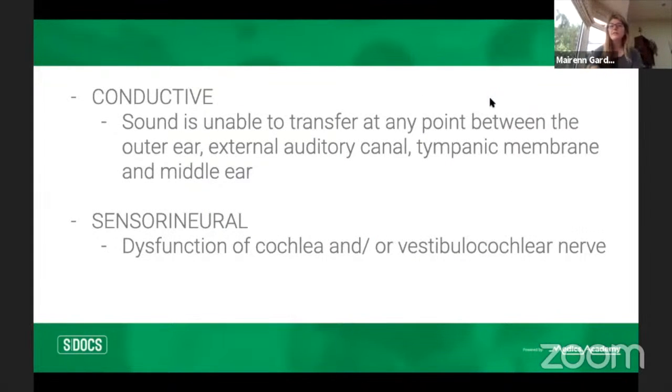So a conductive hearing loss is when sound is unable to transfer between any point from the outer ear, the external auditory canal, tympanic membrane, and the middle ear. Whereas sensorineural, as I said, is a dysfunction of the cochlea or vestibulocochlear nerve. This is quite important because you can differentiate what causes them, which we'll go through later on in part 2 of the video, by how they present.